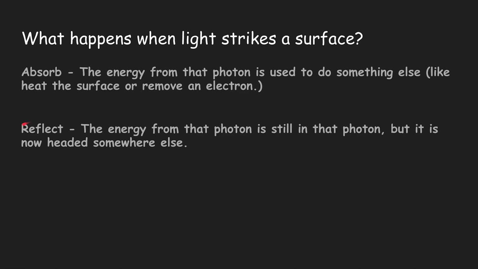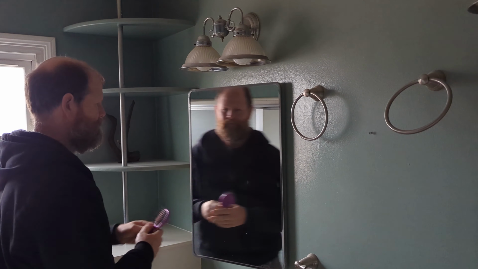A photon hitting a material could reflect. The energy from that photon is still in that photon, but is now headed somewhere else. This is like when you look in a mirror. The light leaves your skin, it bounces off, it reflects off the mirror, and it comes back to your eye so you can see it. It is not absorbed by the mirror.